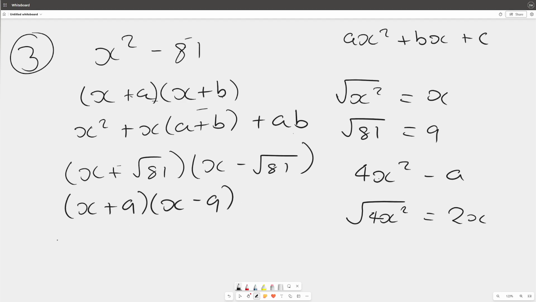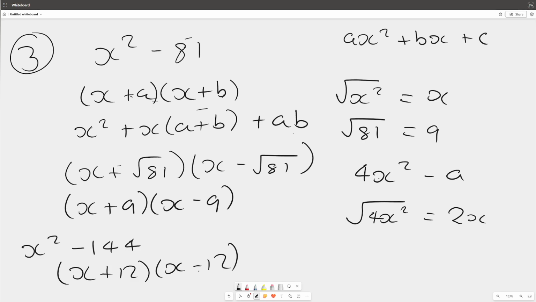And this is a very common example, so you may get some others like x squared minus 144, and this will factorize into x plus 12, x minus 12. And it's very important that these are different. So we have a plus here and we have a minus here.